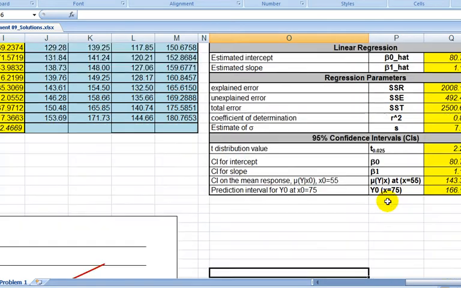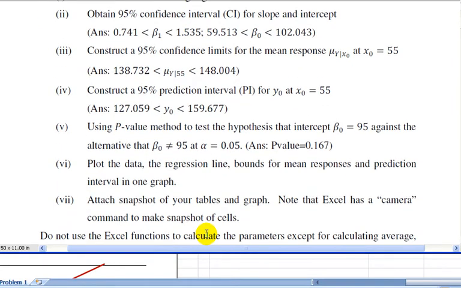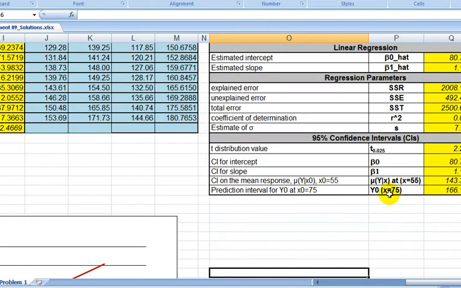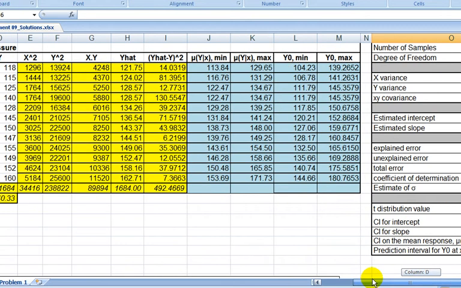You also need to find the confidence interval for the slope and intercept, and the confidence interval for the mean response at value 55, and a prediction interval at 75. Is it 75? I said actually 55. Anyway, maybe we should change this one. Yeah, so 75. Okay, anyway. How do you do that?